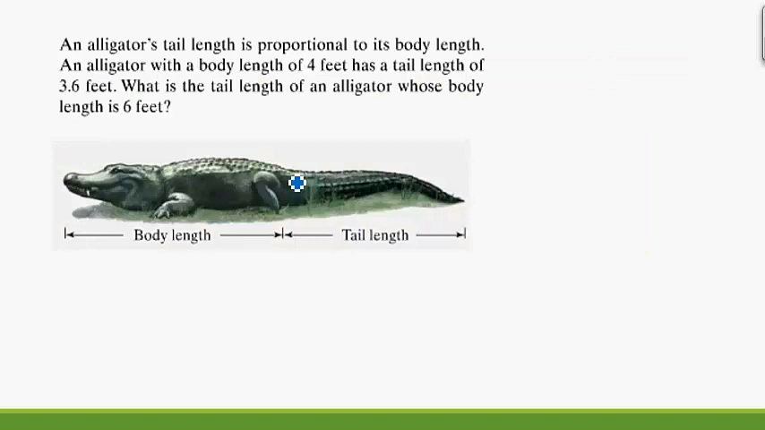Okay, so let's look at an example. An alligator's tail length is proportional to its body length. An alligator with a body length of 4 feet has a tail length of 3.6 feet. What is the tail length of an alligator whose body length is 6 feet? So x is our unknown, and this is our tail length.